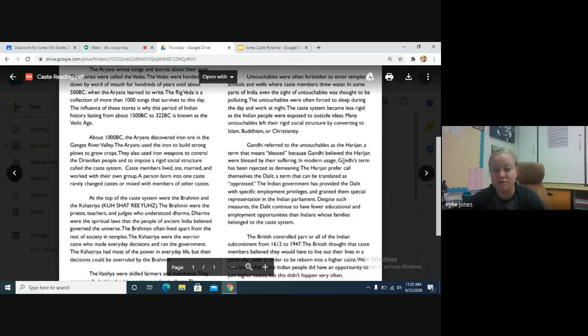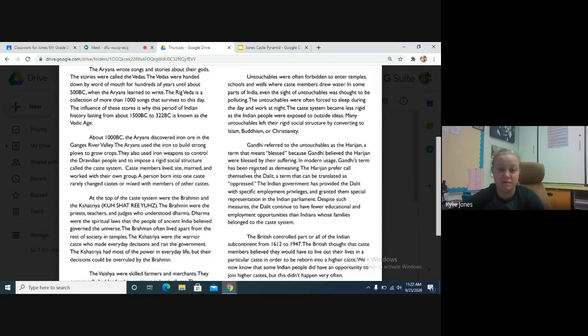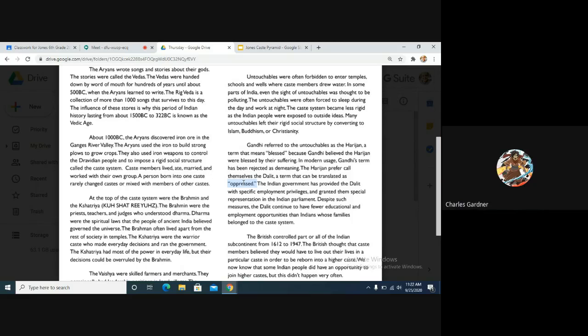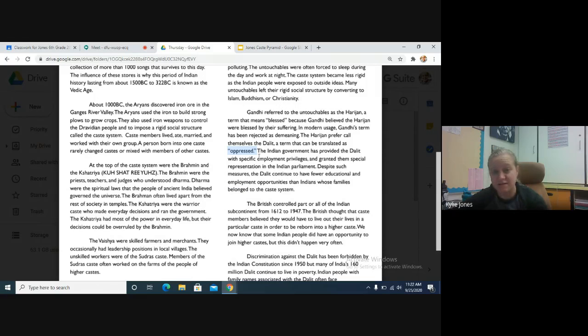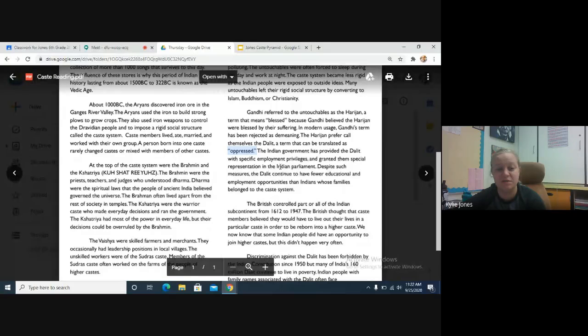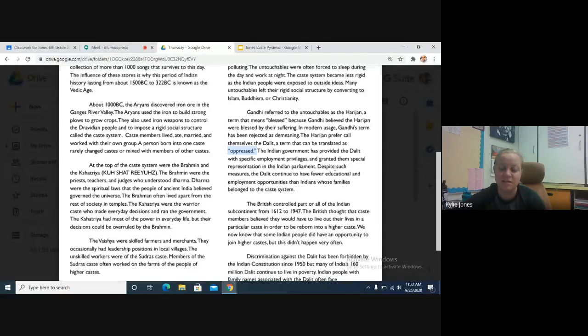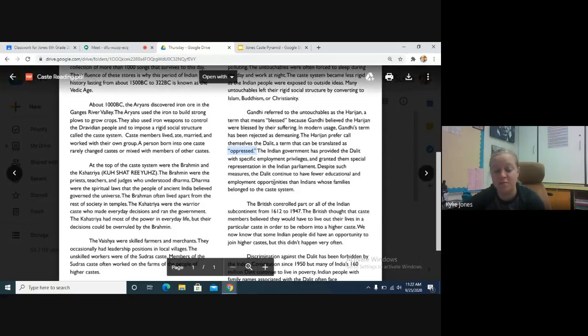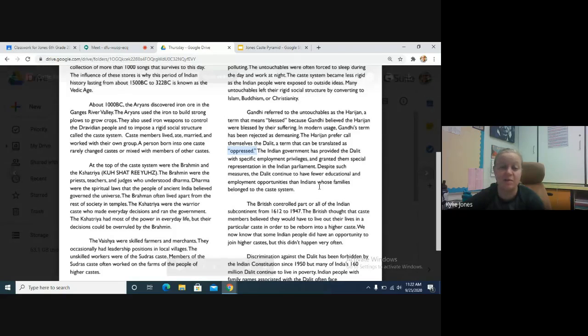In modern usage, Gandhi's term has been rejected as demeaning. The Harijan prefer to call themselves the Dalit, a term that can be translated as oppressed, which means that people are judging you and putting you down all the time. The Indian government has provided the Dalit with specific employment privileges and granted them special representation in the Indian Parliament.